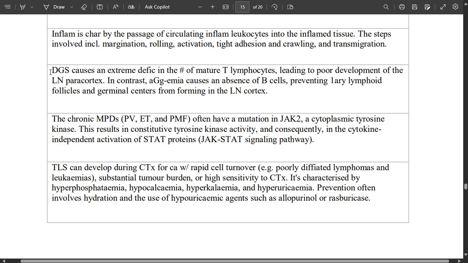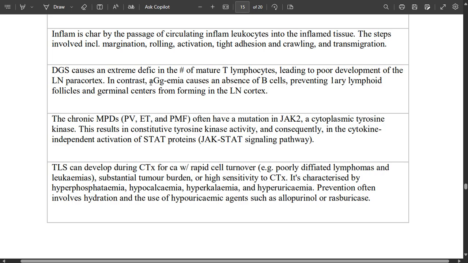So the maturation of T cells occurs in the thymus. If there is a small or poorly developed thymus, then T cell maturation does not occur. So there is a deficiency in the maturation of T lymphocytes, leading to poor development of the lymph node paracortex. The paracortex has T cells, so the T cells in the paracortex do not develop.